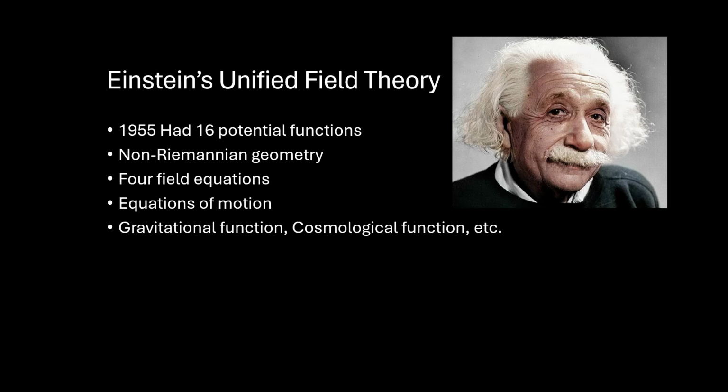By the mid-1950s, Einstein's working on his ultimate set of field equations. He's using a non-Riemannian geometry. He has 4 field equations, 16 potential functions. He's found equations of motion, and he also finds that in his new theory, you don't have a gravitational constant, you have a gravitational function, and you don't have a cosmological constant, you have a cosmological function.